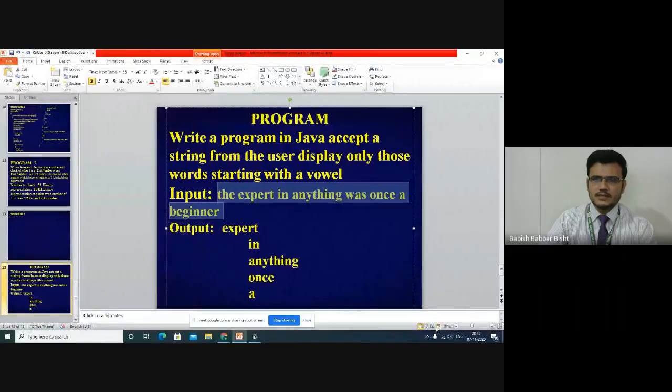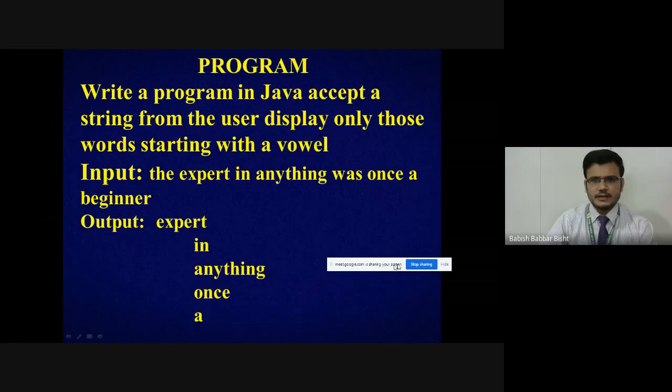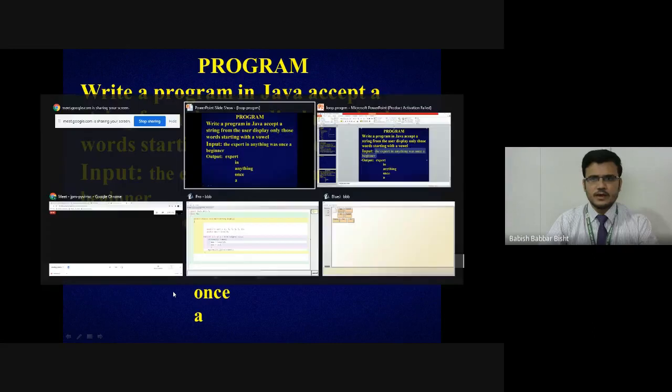Today we will discuss another program in Java. The program says: write a program in Java, accept a string from the user, and display only those words starting with a vowel. Suppose my input string is "The expert in anything was once a beginner." If you check this string, the 5 words expert, in, anything, once, a are starting with a vowel. Now we have to do this program.